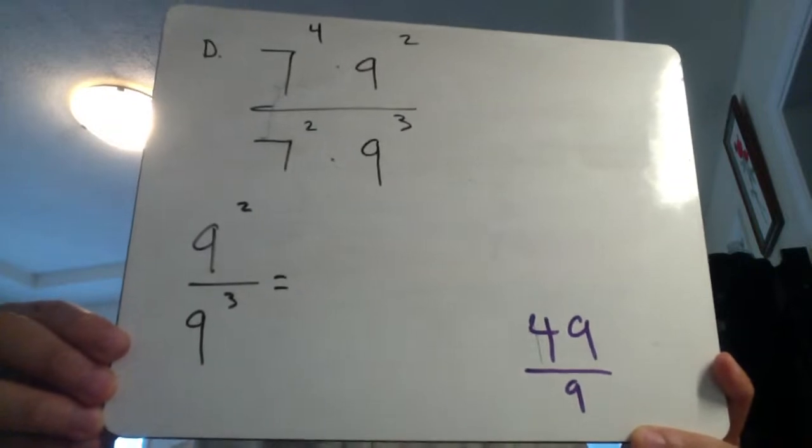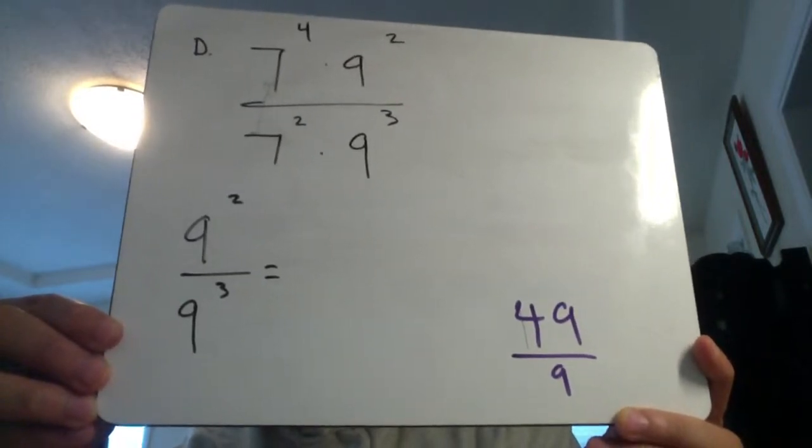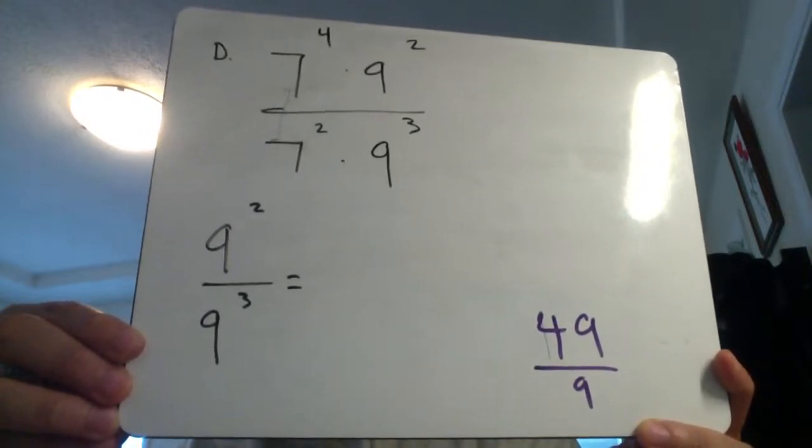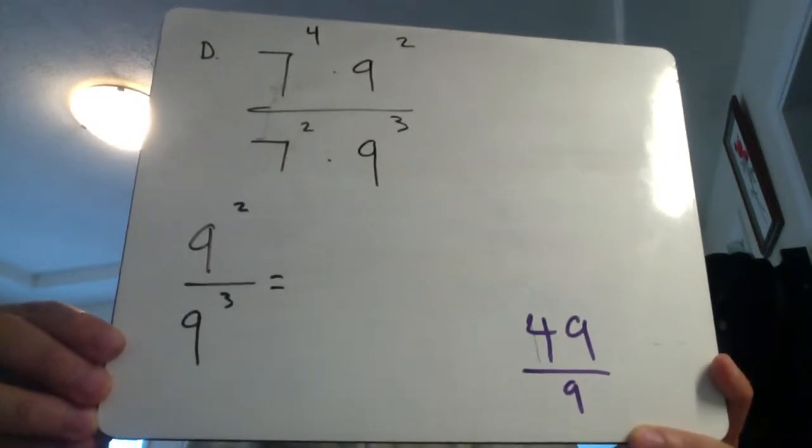Excuse me. Can't even talk. Is 9 in the numerator or the denominator? Because you're right, it's just 9, but you have to be more specific than that.